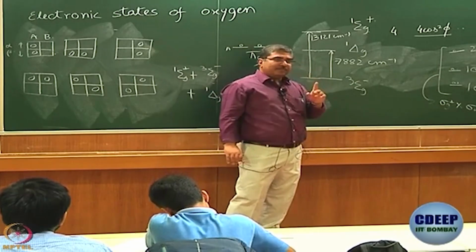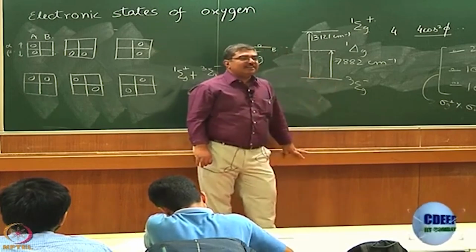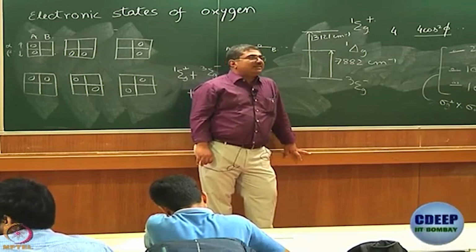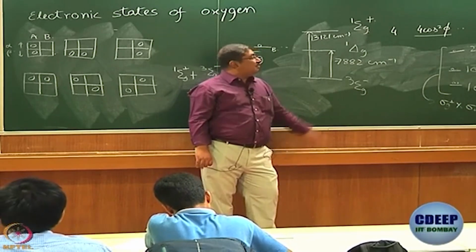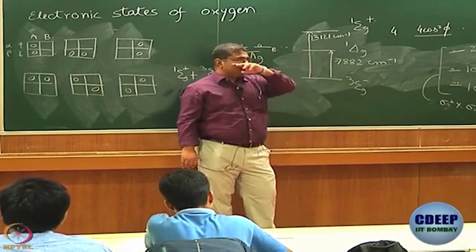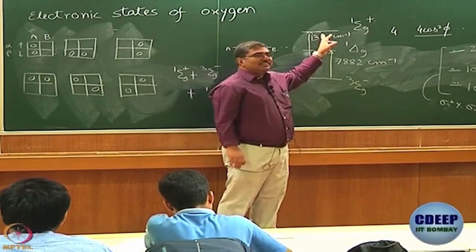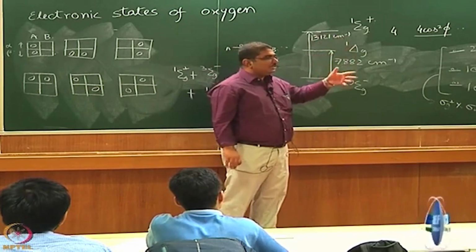So, that is why what happens is, has anybody seen liquid oxygen? No, no. Liquid oxygen is blue in color. Liquid oxygen is actually blue. Why? Because of this. Not because it is paramagnetic, but because its 13121 centimeter inverse is absorbed. So, you see the complementary color.